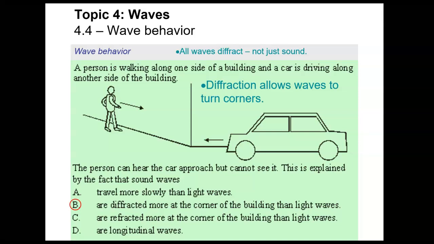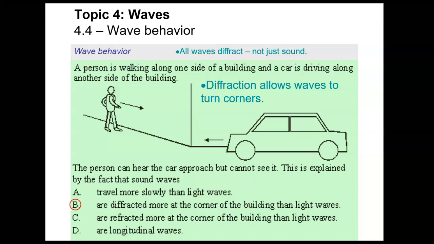This is one of those questions, by the way, where you have to make sure that you answer the question being asked, because some of these are true statements. A is definitely true. Sound waves travel much slower than light waves. D is also true. Sound waves are longitudinal waves. But neither of those answer the question. Why can the person hear the car approach but they can't see it? Because sound waves diffract, and light waves probably don't diffract very much because, again, it has to do with the size of the object that's being hit versus the wavelength of the wave.